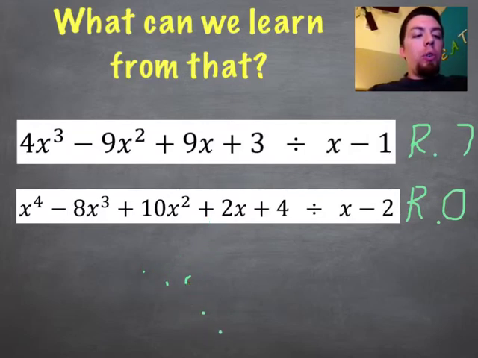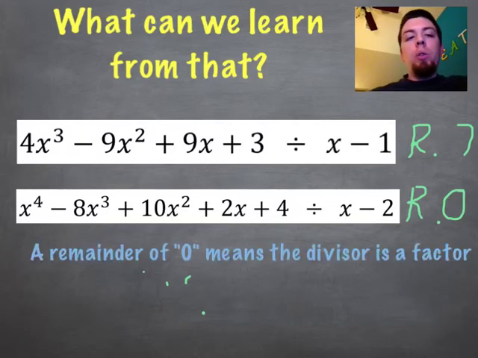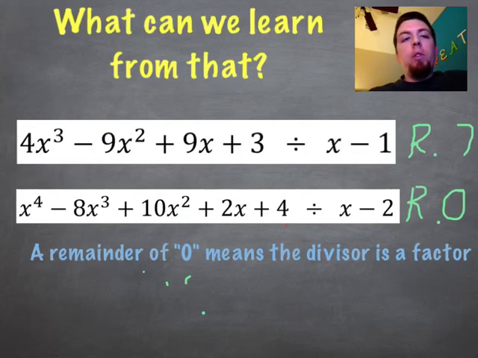So the long story short, a remainder of 0 means the divisor is a factor. So I could ask you, is x minus 2 a factor of x to the fourth minus 8x cubed plus 10x squared plus 2x plus 4? Is it a factor? Your answer would be yes. For the first one, is x minus 1 a factor of that polynomial? Your answer would be no. And those would be questions that could be asked.